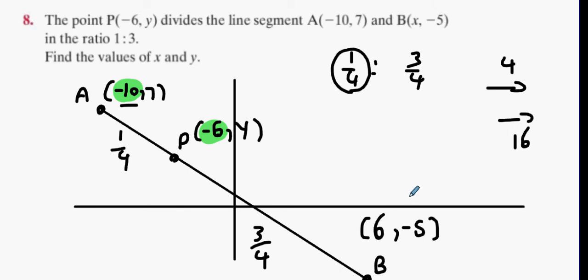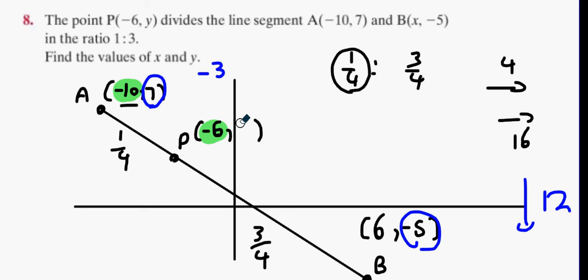Okay? Next thing. What's the gap between 7 and minus 5? 12 down, isn't it? Minus 12. Now what's 1/4 of 12? 3. 7 take away 3? 4. And there you go. There's your graph done.